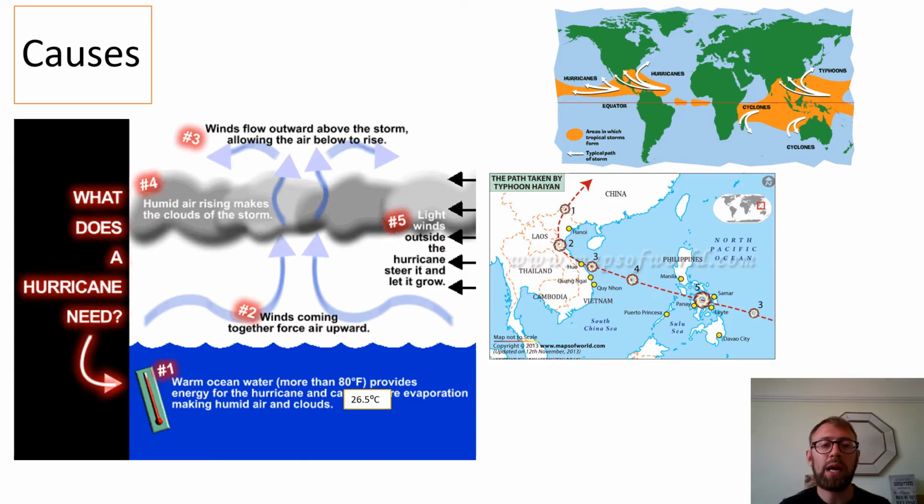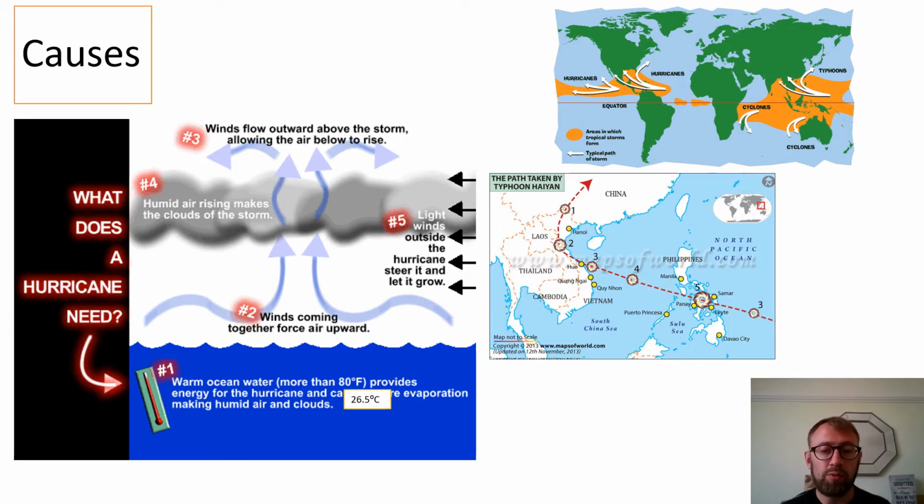Alright, now again, wind speeds have to be over 76 miles an hour to be able to class as a tropical storm. Remember, there's 5 categories. Now, Typhoon Haiyan was a category 5 on the Saffir-Simpson scale tropical storm, so the highest you can get.